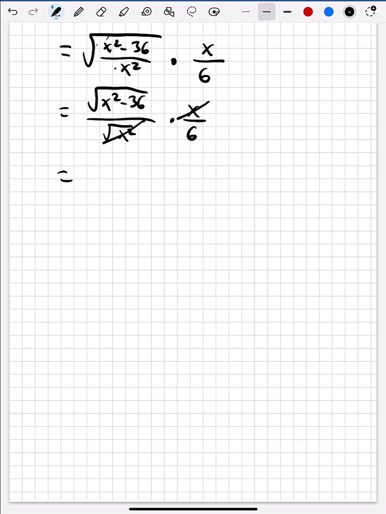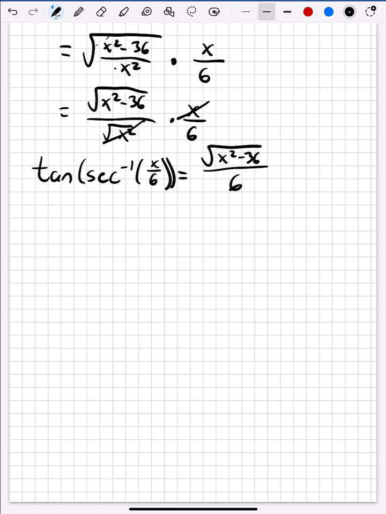So I can say that the tangent of the arc secant of x over 6 is equal to the square root of x squared minus 36 over 6. And that would be my final answer.